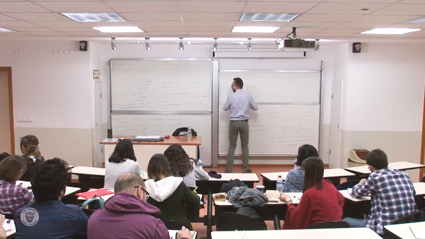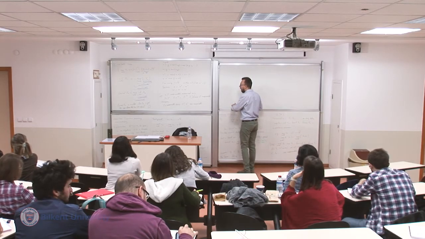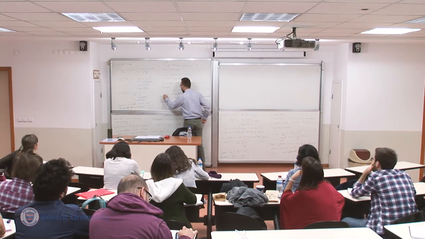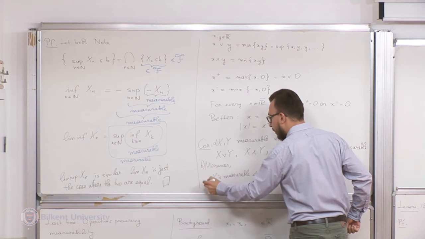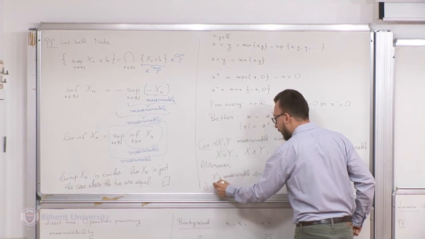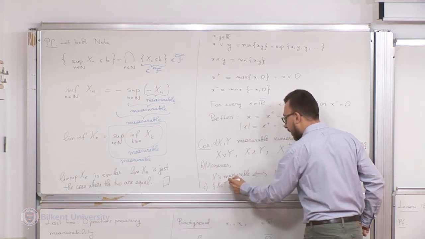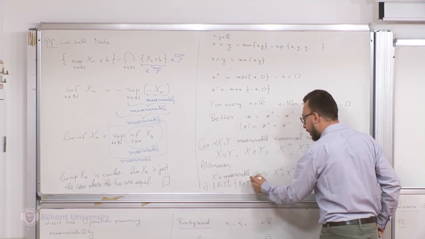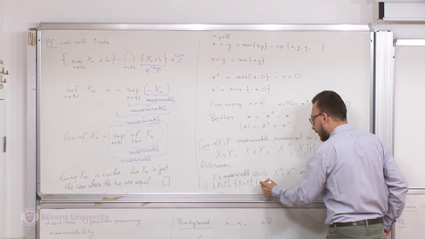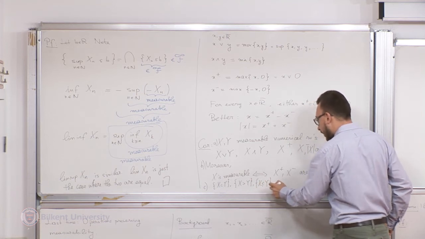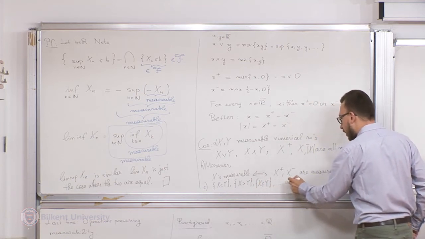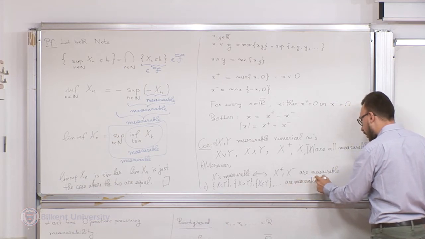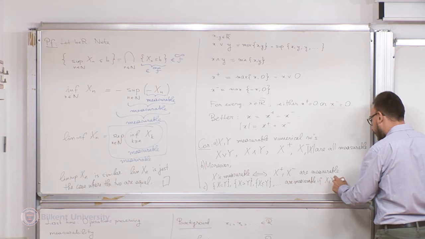And you can even add one more corollary. So let me list it as A, B, and C. So events like x equals y, x greater than y, x less than or equal to y, etc. are measurable if x, y are measurable.